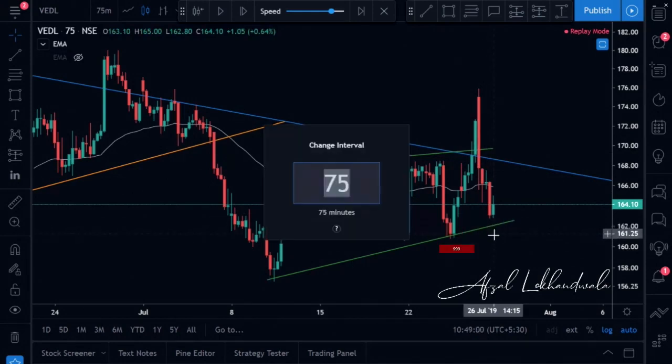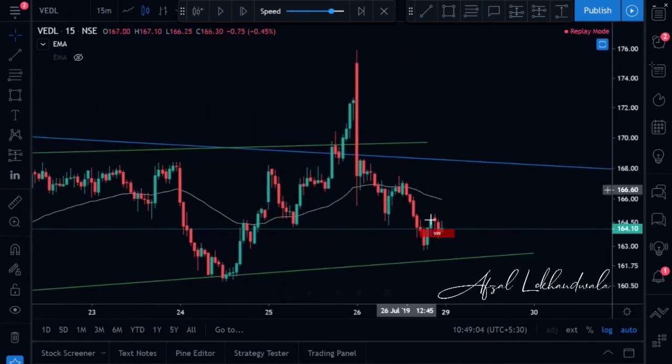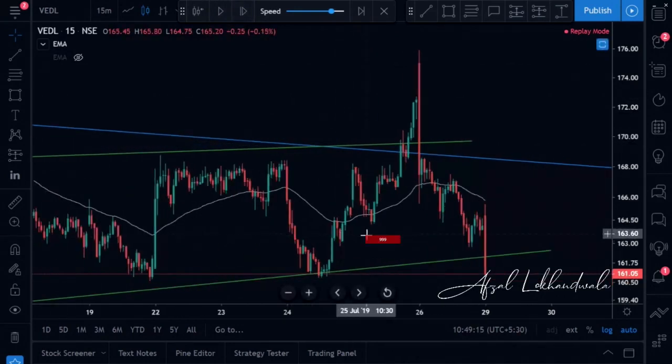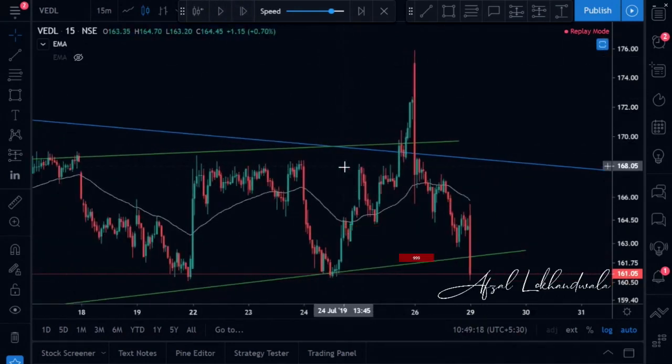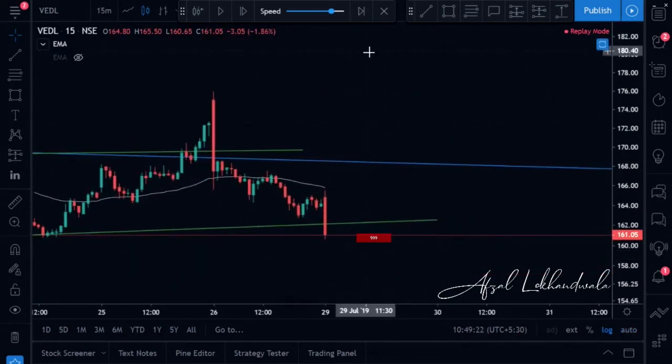Now we will go to the 15 minutes. Again, here also we are looking for the break of this 75 minutes pattern. We will play this. Now with this candle we have a good break. We can just simply go short at the close of this candle right here.